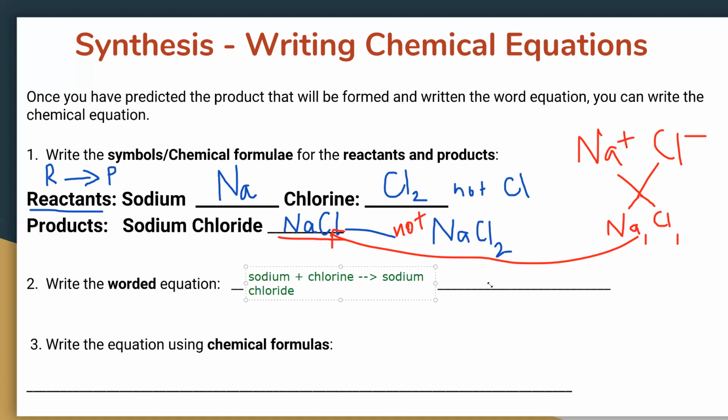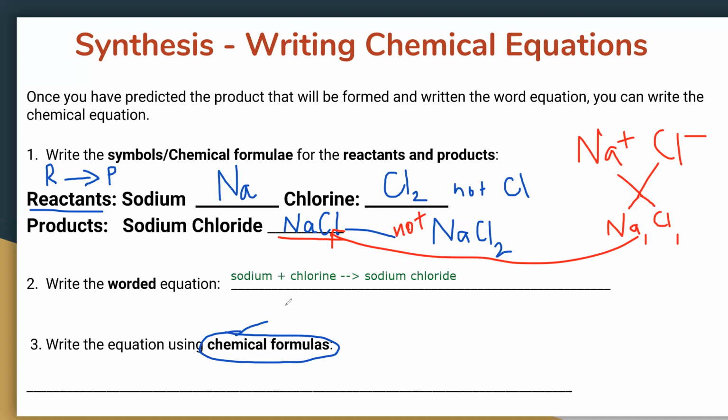Worded equations are really easy. If we ever ask you a worded equation, it won't be worth many marks, but it's good to know how to write one, okay? And then write the equation using chemical formulas. So this is where you actually bring in your knowledge of the chemical formula and you just write it down. Remember, whenever you're writing a chemical equation, the final answer that you give in a test or in a SAC or exam situation needs to be a balanced equation.